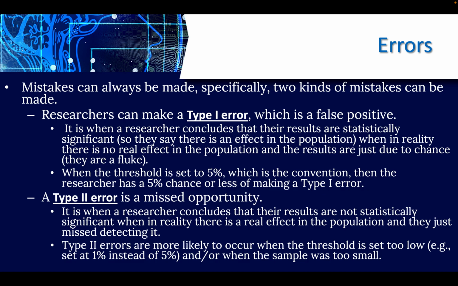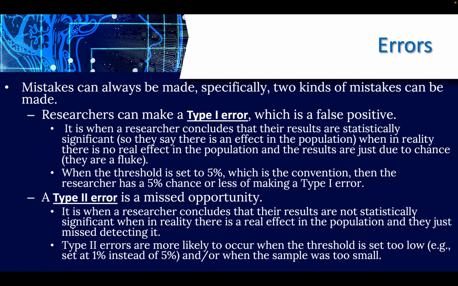It is when a researcher concludes that their results are not statistically significant, when in reality there is a real effect in the population and they just missed detecting it. Type 2 errors are more likely to occur when the threshold is set too low, for example, set at 1% instead of 5%, or when the sample was too small. And the biggest problem isn't the fact that the threshold was set too low. Usually it is the fact that their sample is too small.